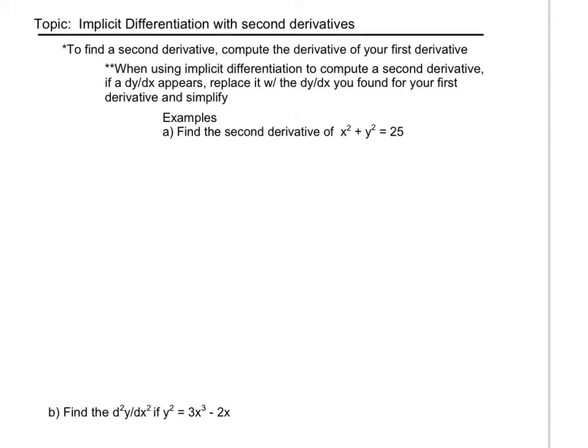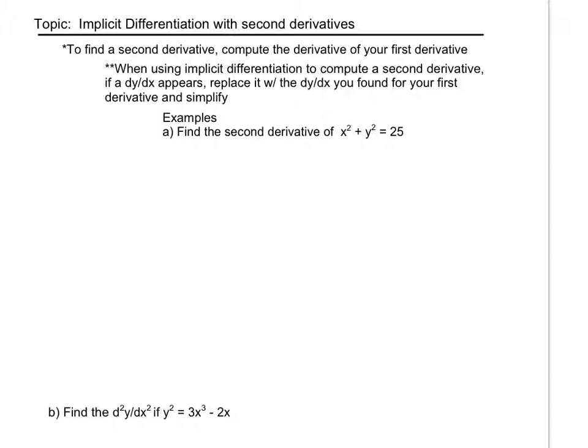On the first one, I'm going to find the second derivative of x squared plus y squared equals 25. Oftentimes the second derivative is symbolized d2y over dx2, so you can see down here with the 2's being squares. So finding the second derivative.